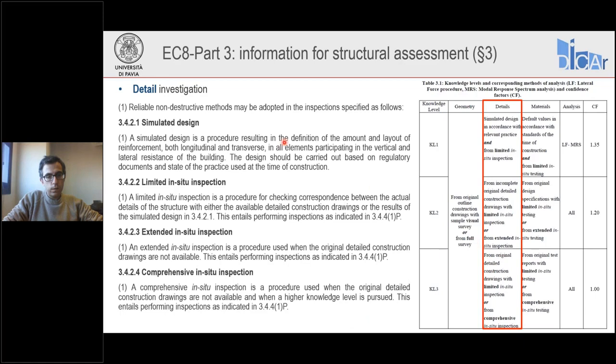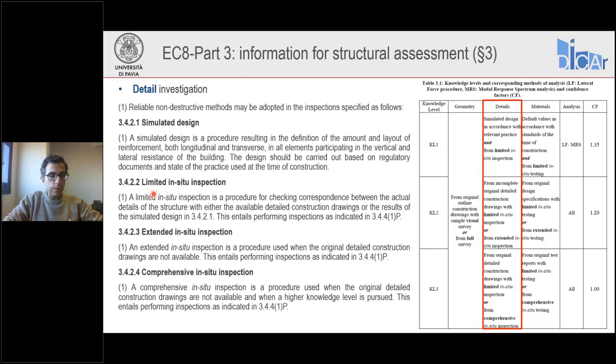Now, regarding the detailed investigation, Eurocode 8 is introducing the concept of simulated design, which consists in considering the code which was in force at the time when the building was constructed, and reperforming the design according to this code. This is particularly useful for reinforced concrete structures, because in this way you can have an estimate of the amount of reinforcement in case you don't have this kind of information.